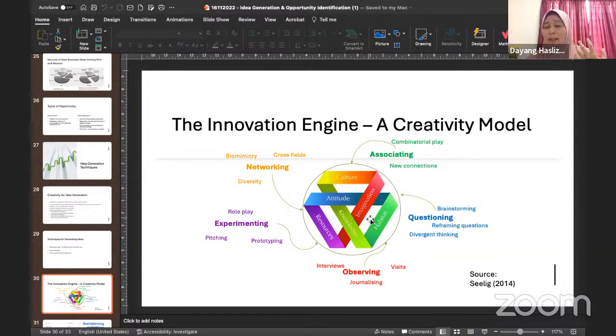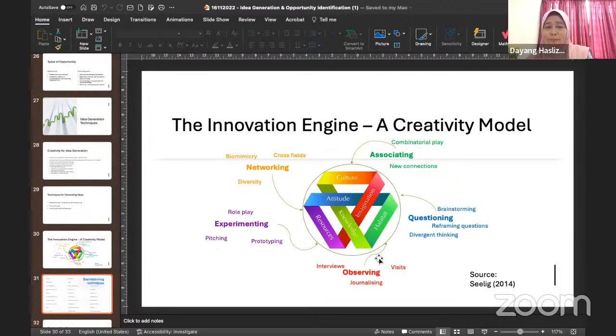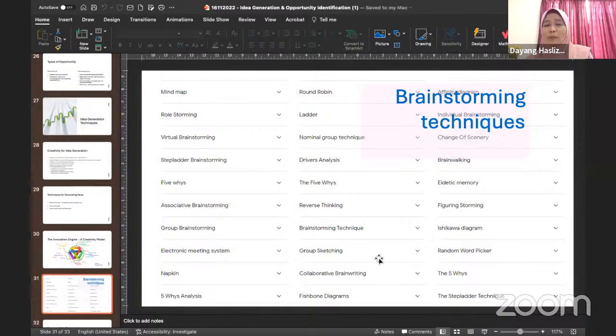Imagination will help you imagine because you have a lot of experience. Knowledge: you're exposed to a lot of things, you have traveled a lot. And you have the attitude and resources to be creative. These things can be enhanced through class activities, which we try to implement with students. If you search for brainstorming, you can find lots of brainstorming techniques.